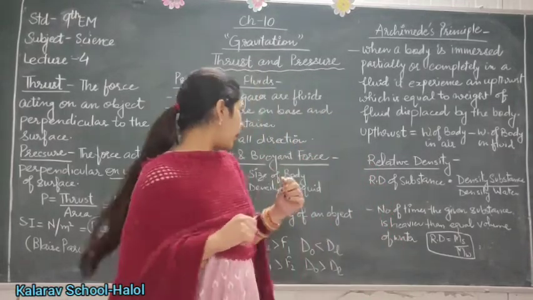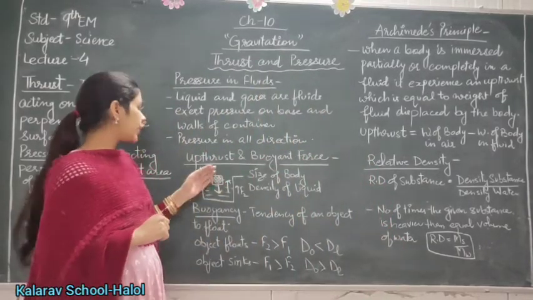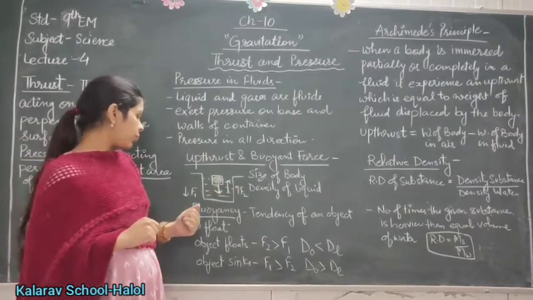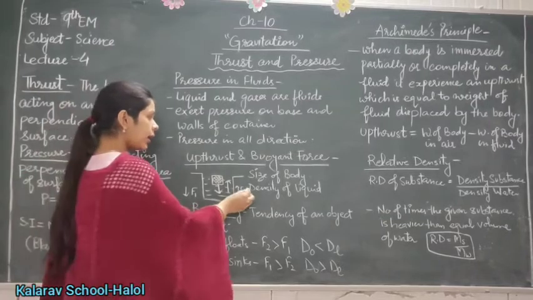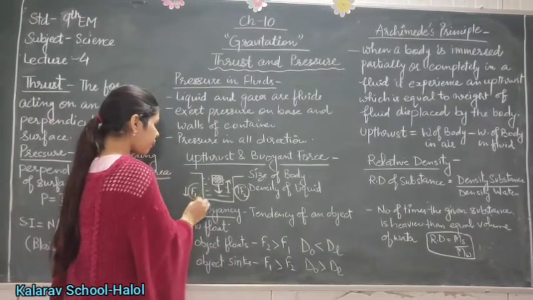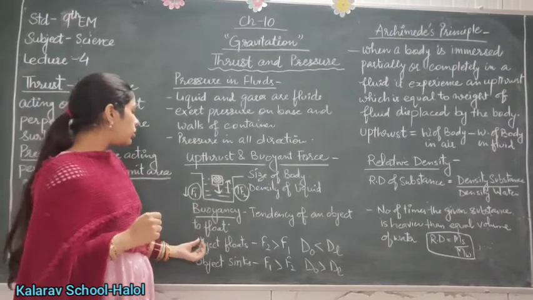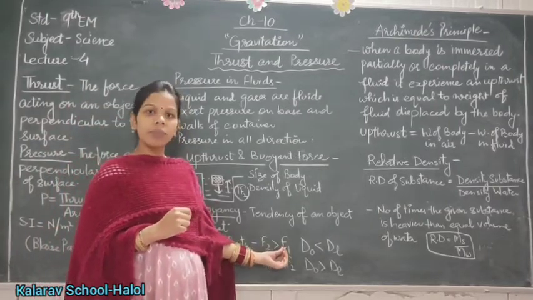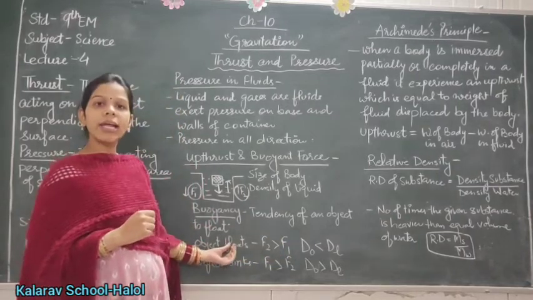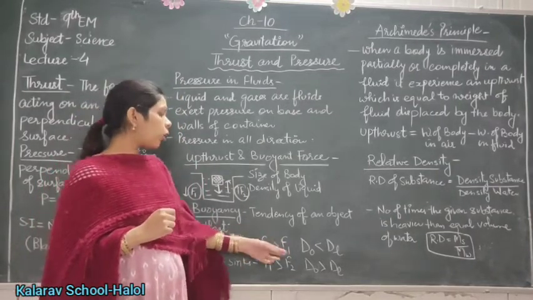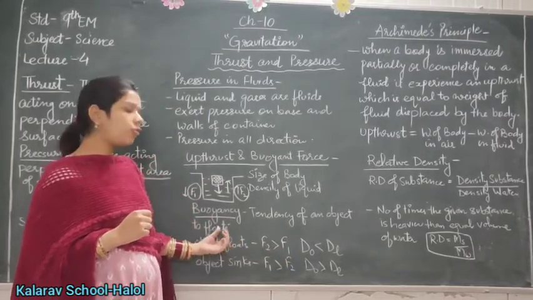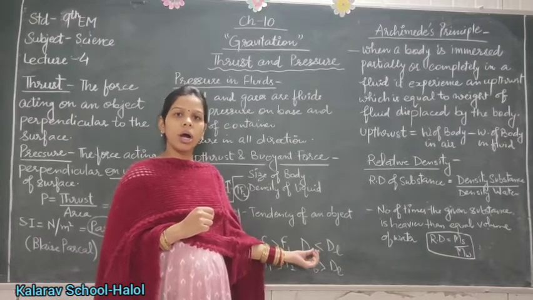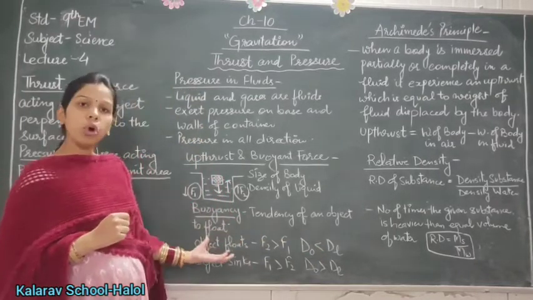Here there are two types of force acting on the object. Number one, the weight of the body that is acting downward. Number two, the upthrust that is acting upward. So we can say that here F2 is the upthrust and F1 is the weight. The object floats if F2 is greater than F1. If the weight of the body is less, then the object floats. If the density of the object is less than the density of the liquid, then the object floats.